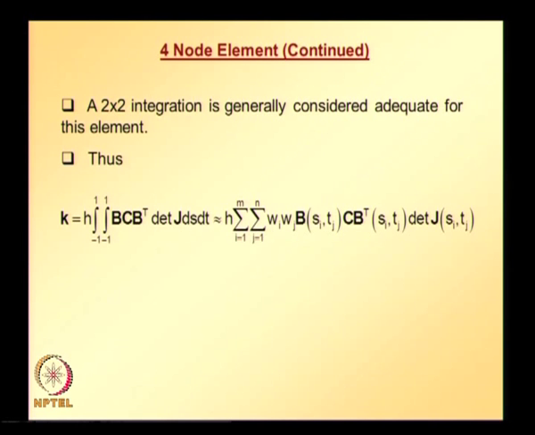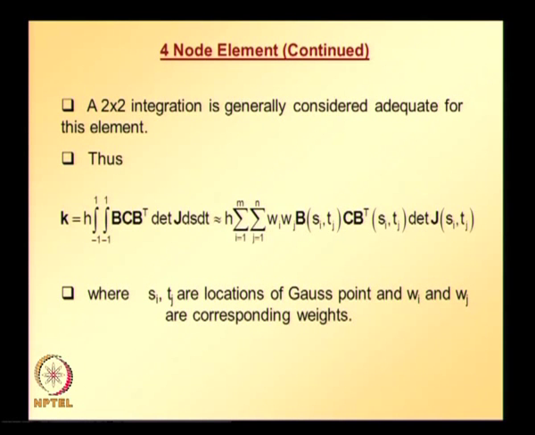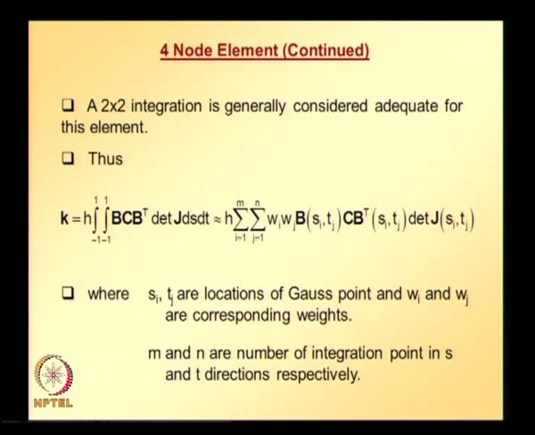So, that is basically what numerical integration schemes will do, and that is here expressed in the form of an equation where S and T are the locations of Gauss points and W's are the corresponding weights, M and N are the number of integration points in S and T directions respectively. These integration points in S and T directions need not be the same, which we already looked at. It depends on the order of the integrand in the S direction and the order of the integrand in the T direction. So, this is how the element stiffness matrix can be evaluated.